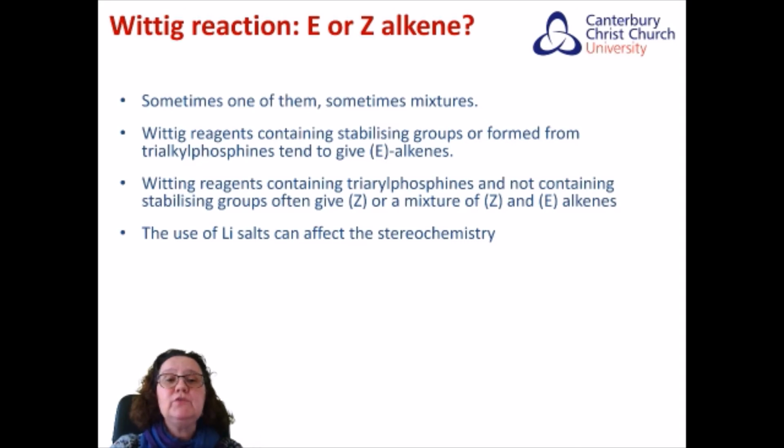When you have a Wittig reagent that contains a stabilizing group, for example, a carbonyl group on that alpha carbon withdrawing electrons, which allows you that extra resonance form, or Wittig reagents that are formed from trialkyl phosphines, you tend to have the E-alkane. When you are using triaryl phosphine, so phenyl groups rather than alkyl groups in that phosphine, and without a stabilizing group, you often have either the Z isomer or a mixture of both.